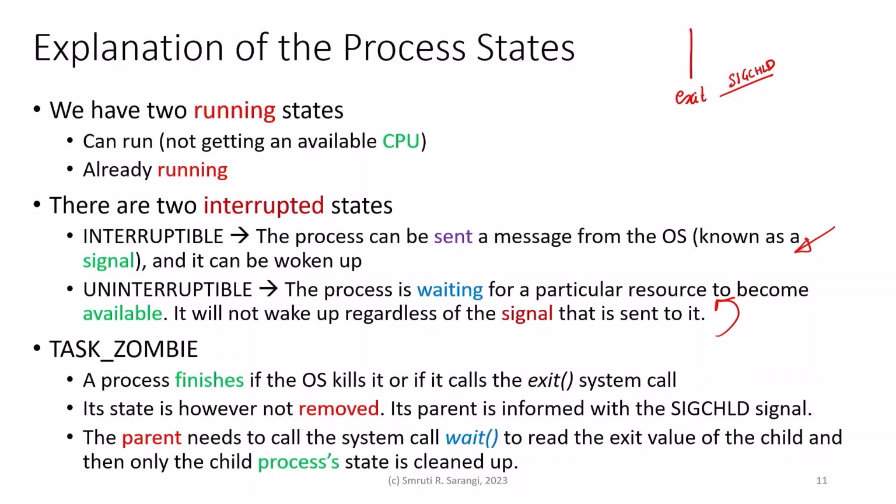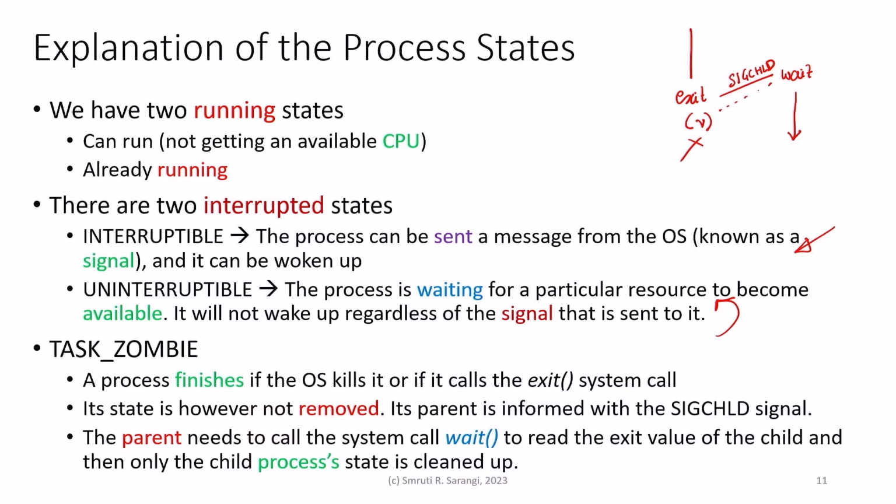The parent is supposed to call the system call wait to read the value that the child is sending. The child would be sending an exit value. To read the value, the parent is supposed to call the wait system call. The moment the child's exit value has been received, the parent can resume after the wait system call, and the child's state is completely cleared up.